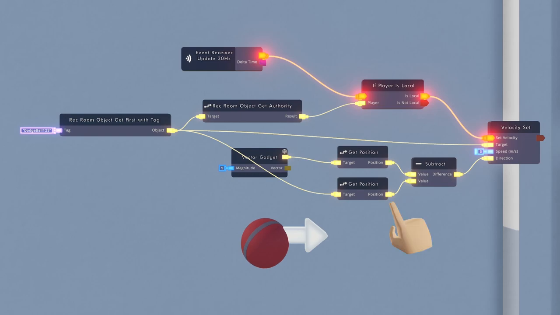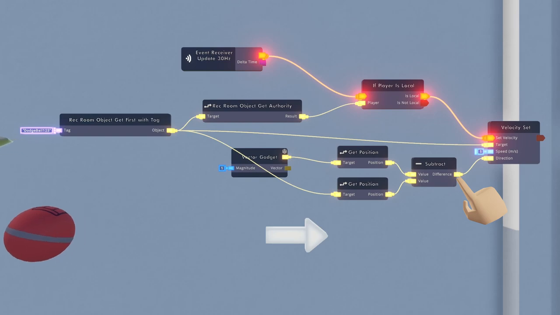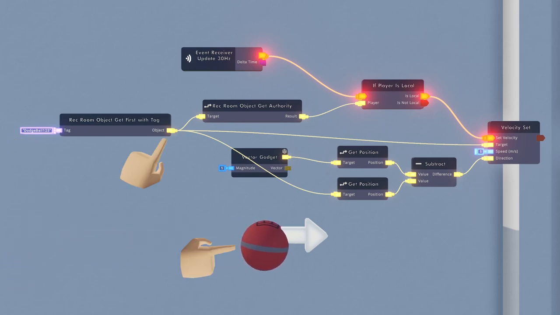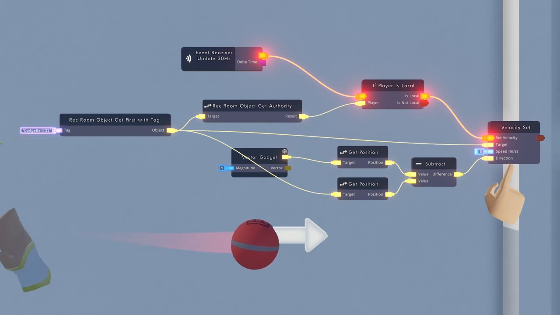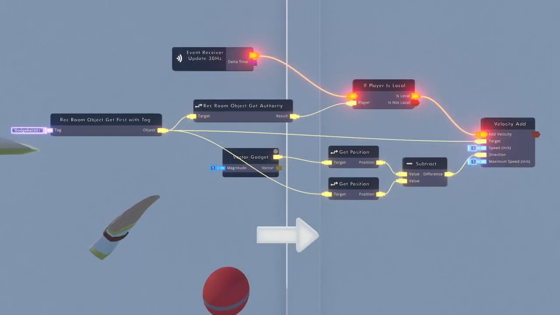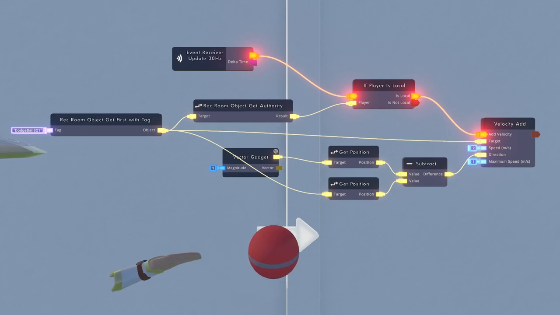When you take position A and subtract it from position B, you get a direction that points from A straight to B. If A is a movable object and you move it in direction B minus A, then said object will move towards point B. Knowing all of this and using a Velocity Set, we can move a physical object towards any point we want. Do make sure you use the correct velocity chip though.